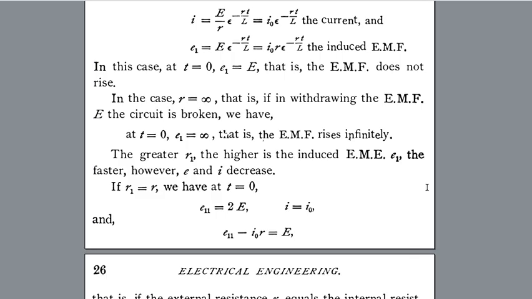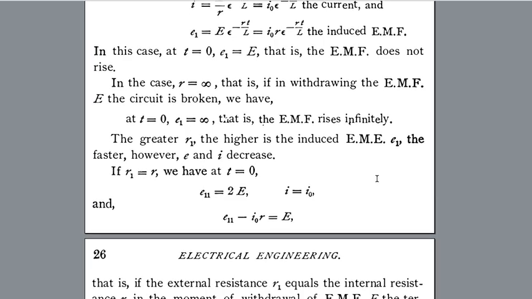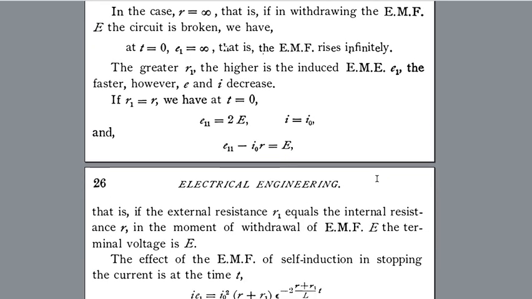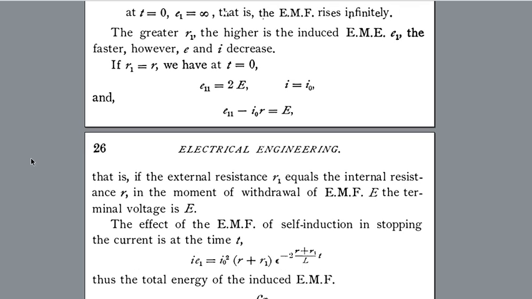In the case R1 equals infinity, that is, if in withdrawing the electromotive force E, the circuit is broken, we have at t equals 0, EI equals infinity, that is, the electromotive force rises infinitely. The greater R1, the higher the induced electromotive force EI. However, the faster E and I decrease. If R1 equals R, we have at t equals 0, EI equals 2 times E and I equals I0, and EI minus I0 times R equals E.